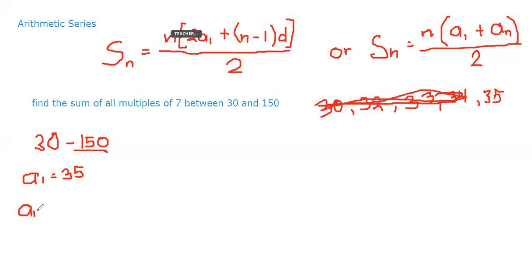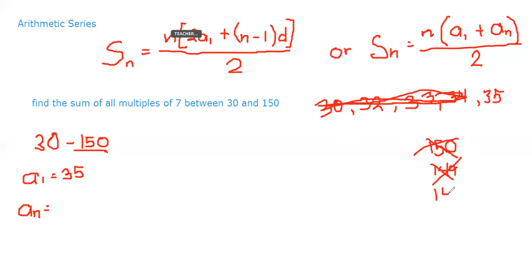Si A sub n natin or si last term. Si 150 ba, para malaman natin kung sino yung pinakadulo ng multiple of 7, divide naman kay 7. Si 150 ba, madidivide natin kay 7? Hindi. Si 149, madidivide natin kay 7? Hindi rin. May putal pa din siya.